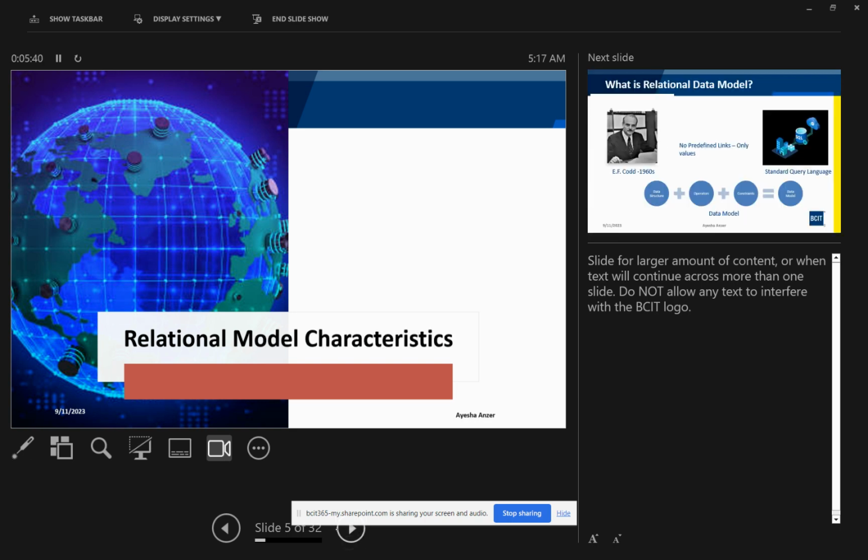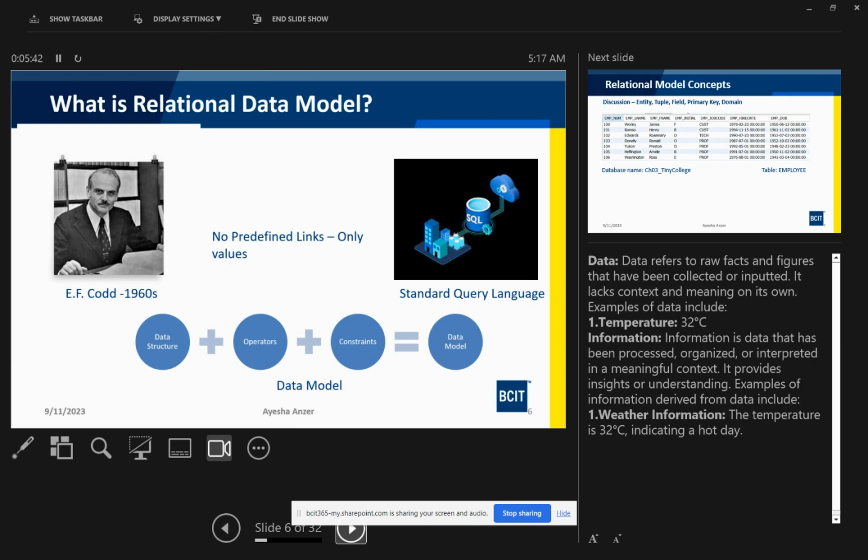So, what are the characteristics of the relational model? First of all, it was developed by E.F. Codd in the 1960s. He came up with the solution by replacing those predefined links with values. So in this specific data model, we focus on the values. The language we use here is called Structured Query Language, SQL. And as we said, it's a data model, which I already discussed earlier.